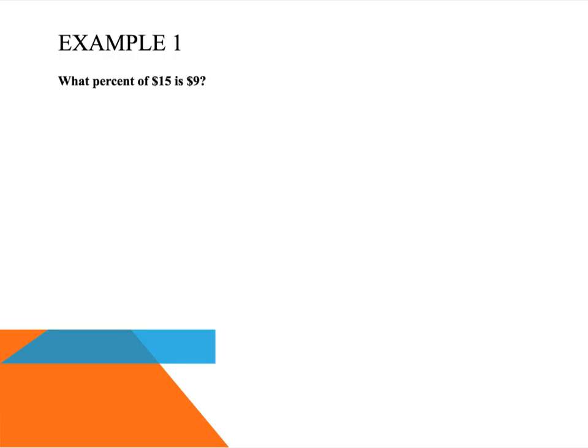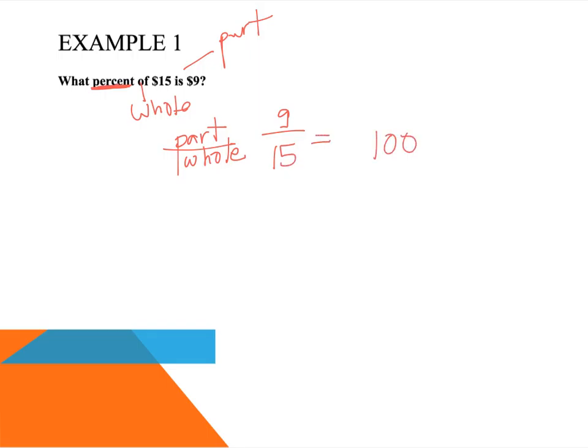So let's look at some examples. The first one is, what percent of $15 is $9? So the thing we need to find out is the percent. Of is the whole, and is the part. So if we write that proportion, we have part over whole. We know that our part is 9 and our whole is 15. We know percent is always over 100, and the thing that we don't know is percent.